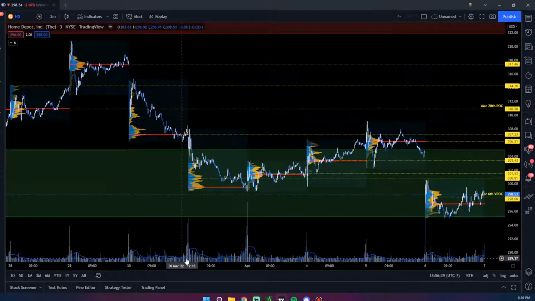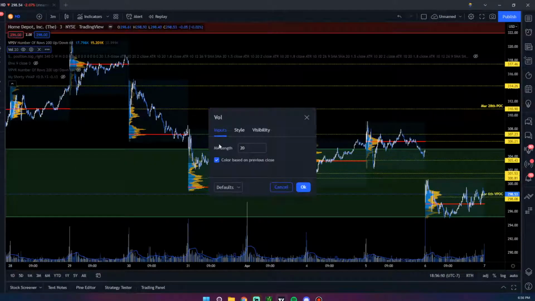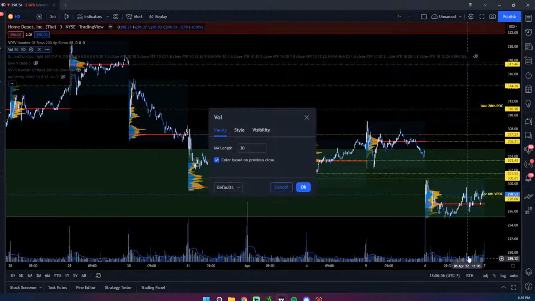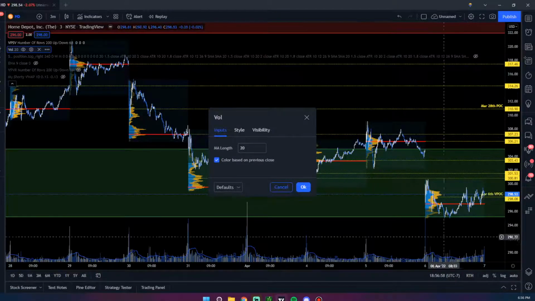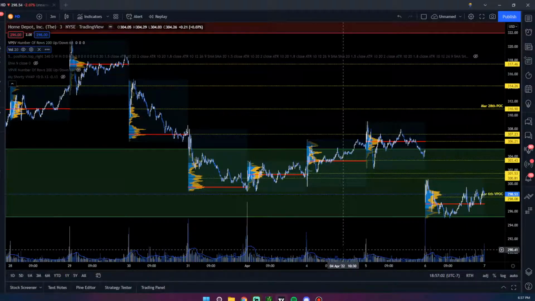And I guess I'll cover this really quick. I use this plain volume indicator down at the bottom. And I use the 20 moving average on my volume. You can see this blue line. So anything above the 20 MA, I consider a good amount of volume, basically.